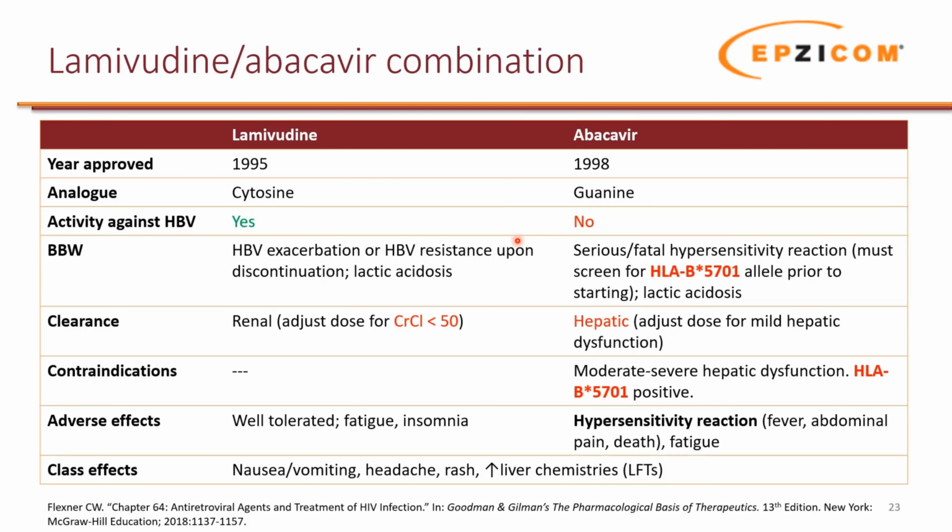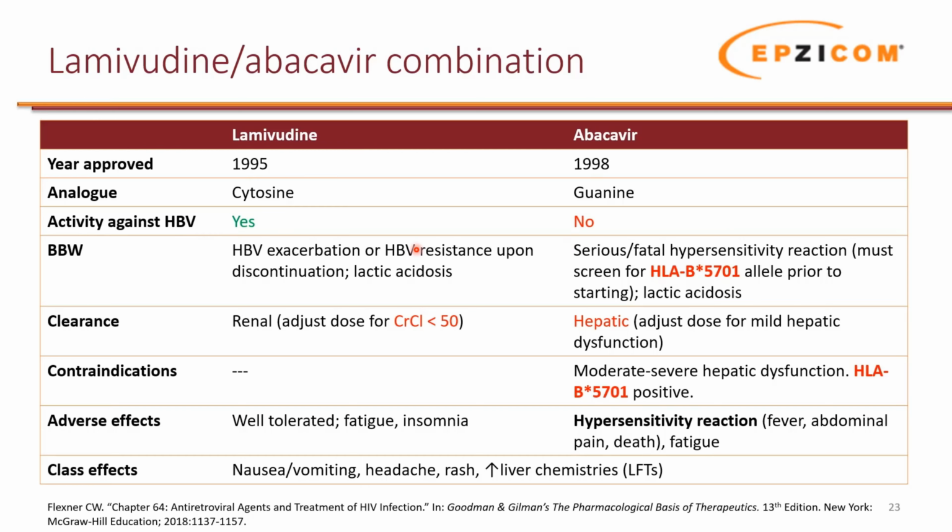Now, lamivudine and abacavir are 2 nukes that are commonly used in combination in Epzicom. So this will be 1 pill that would be used as a backbone. So if you are to use Epzicom as the backbone, you still need a third agent to go with it. Between lamivudine and abacavir, lamivudine also has activity against hepatitis B.